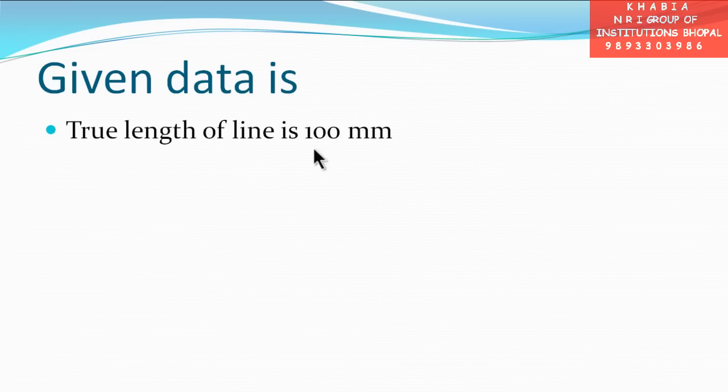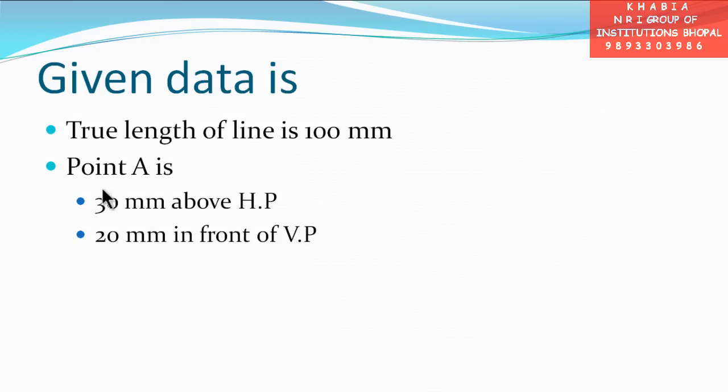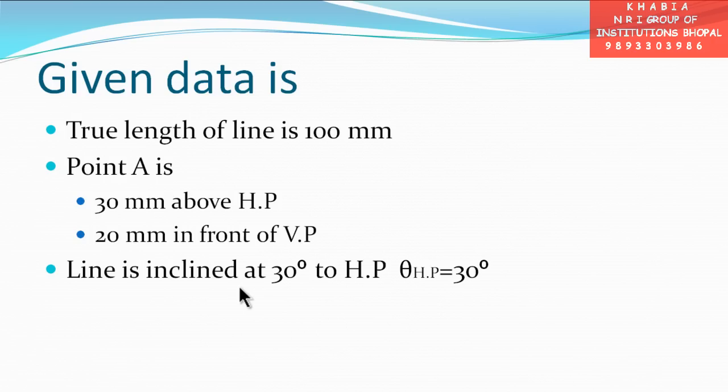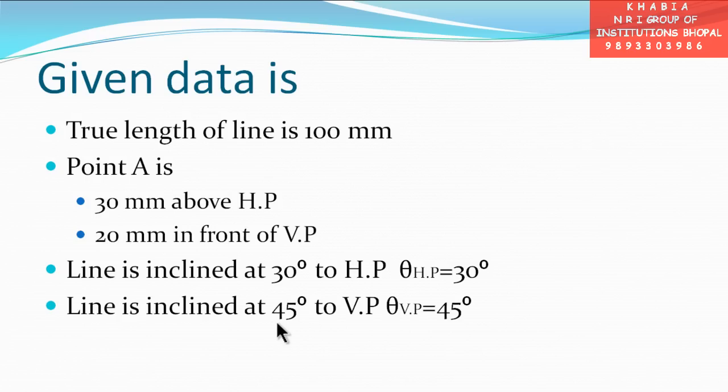To understand the question, let me write the given data in a systematic manner. True length of line is 100 mm. Location of point A is 30 mm above HP and 20 mm in front of VP. Line makes an angle of 30 degree with horizontal reference plane. Line makes an angle of 45 degree with vertical reference plane.